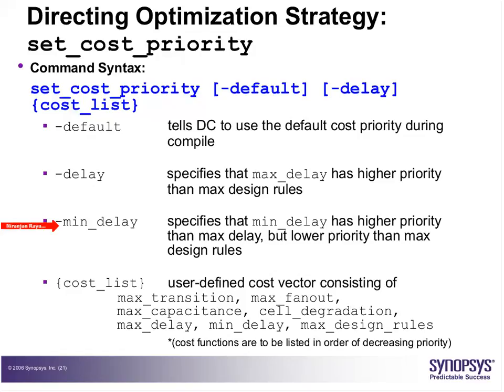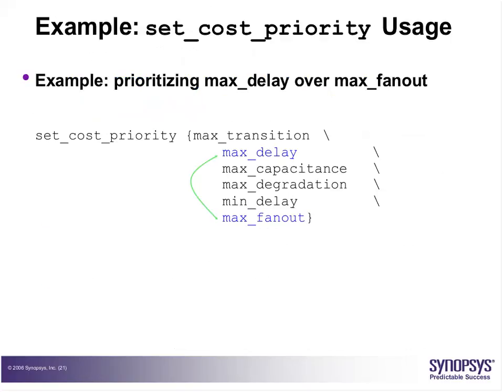And again, there is a very customizable cost list where you can set the priorities among all these customizable checks, customizable cost functions. So this is an example where usually max runout comes before max delay, but now we have said that max delay comes before max runout. Again, this is very special. We would use this in very special cases.